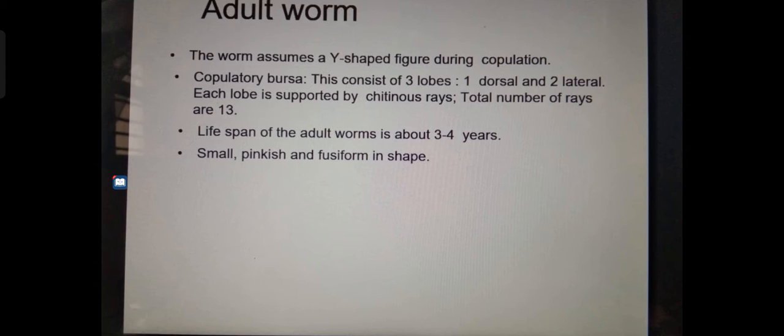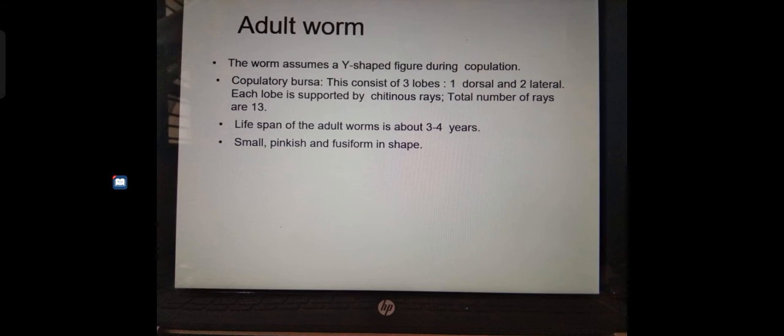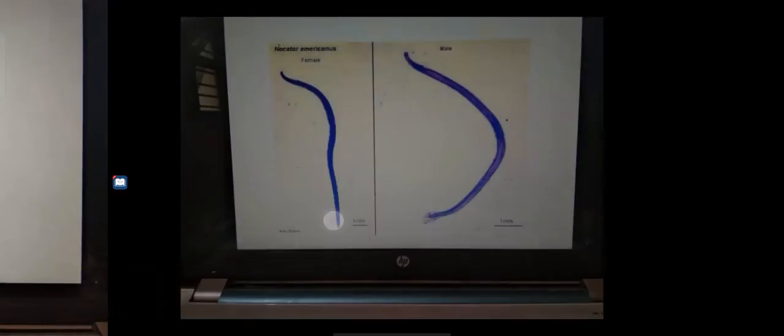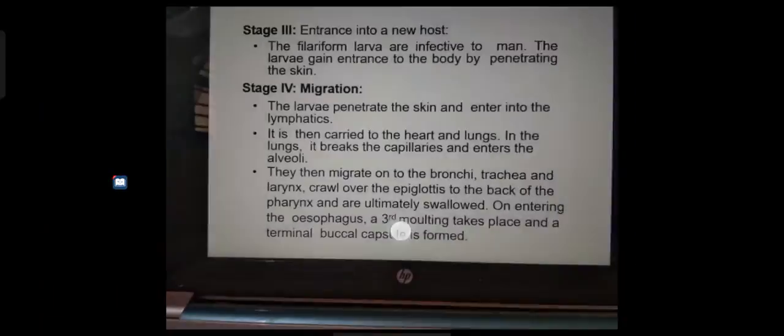The lifespan of this adult worm is 3 to 4 years, and it is small, pinkish, and fusiform in shape. The adult worm has a male copulatory bursa, which has 3 lobes, and each lobe has three cutaneous rays. The lifespan is about 3 to 4 years, and it is small, pinkish, fusiform in shape.